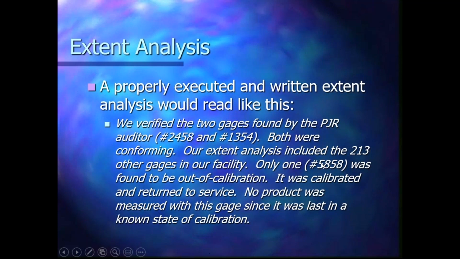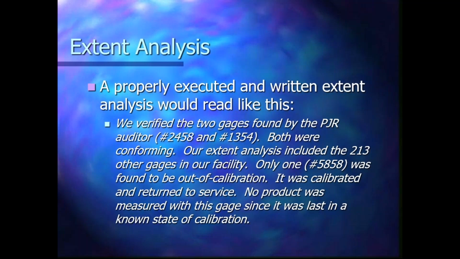So you're letting us know how many other gauges there were. Only one, number 5858, was found to be out of calibration. It was calibrated and returned to service. No product was measured with this gauge since it was last in a known state of calibration. This is an excellent extent analysis.